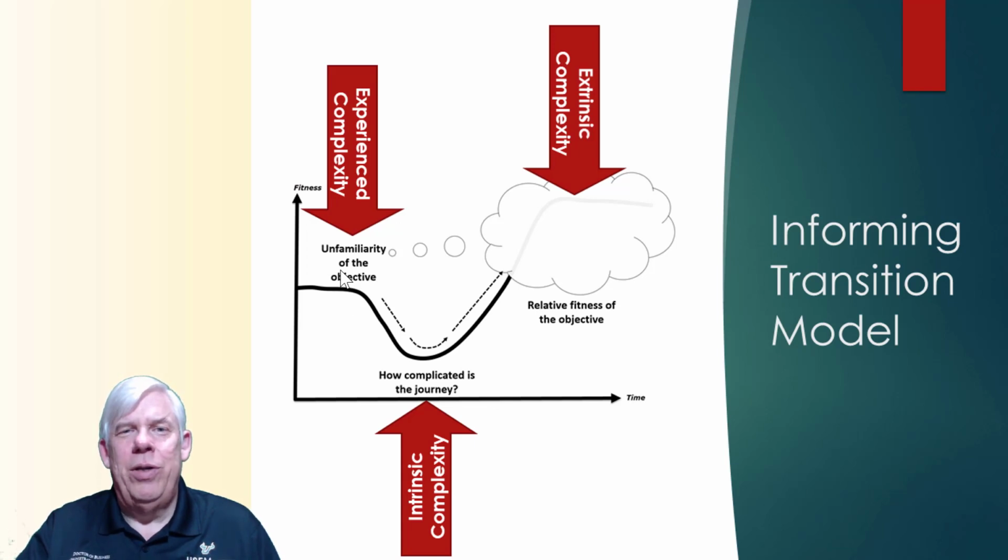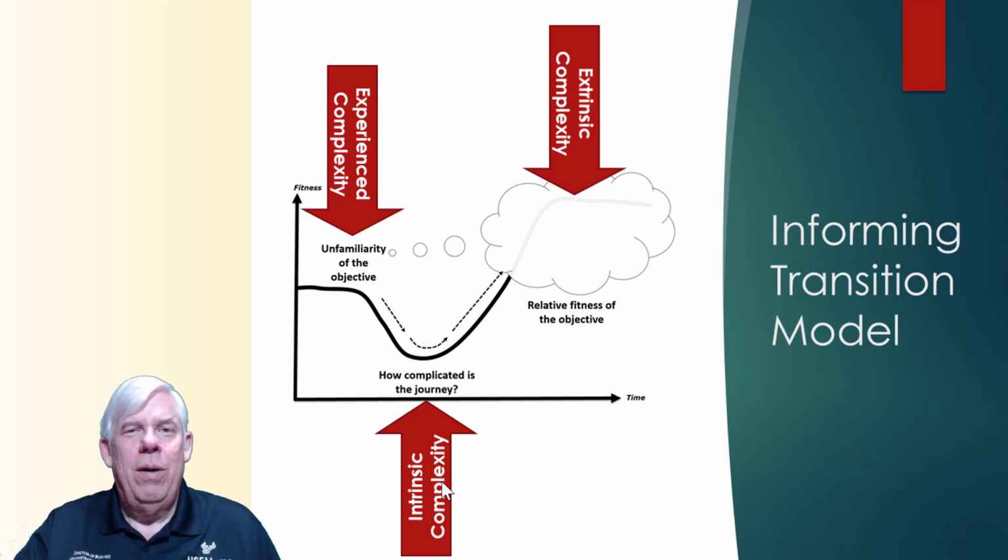First off, we have to reduce the experience complexity, the uncertainty associated with the objective. We have to make the individual organization confident that the objective is a better fitness peak than the one they're currently on. The second thing we have to do is reduce the extrinsic complexity of that potential peak, and that goes hand in hand with reducing the uncertainty associated with it. We have to make sure the target we're looking for is sensible.